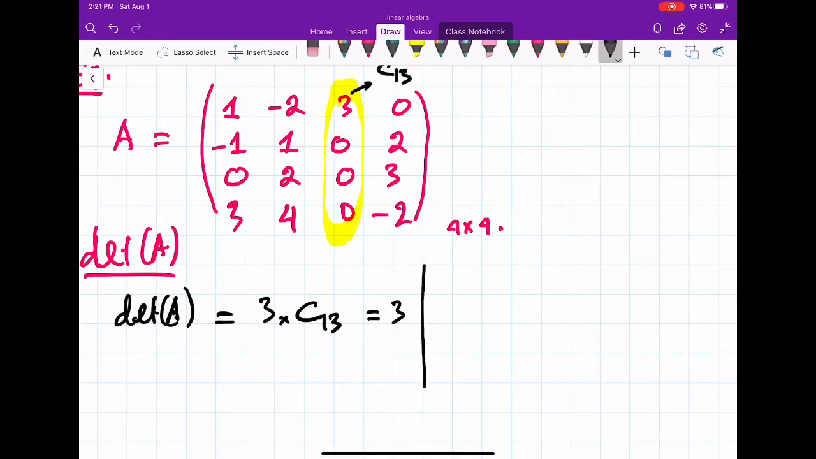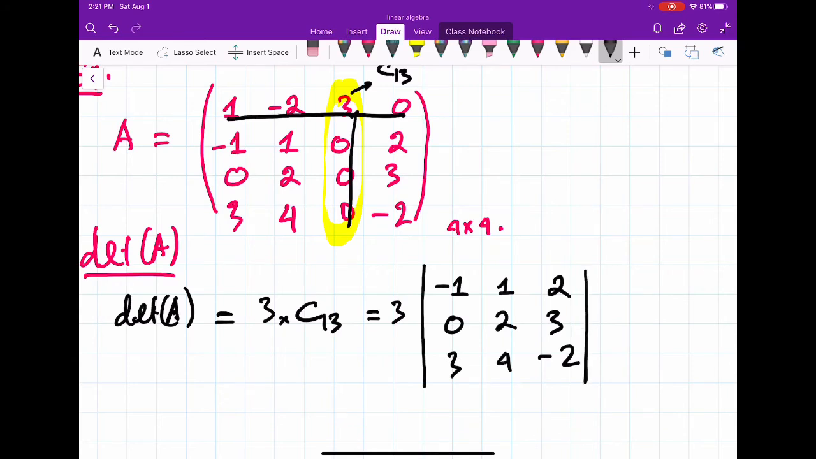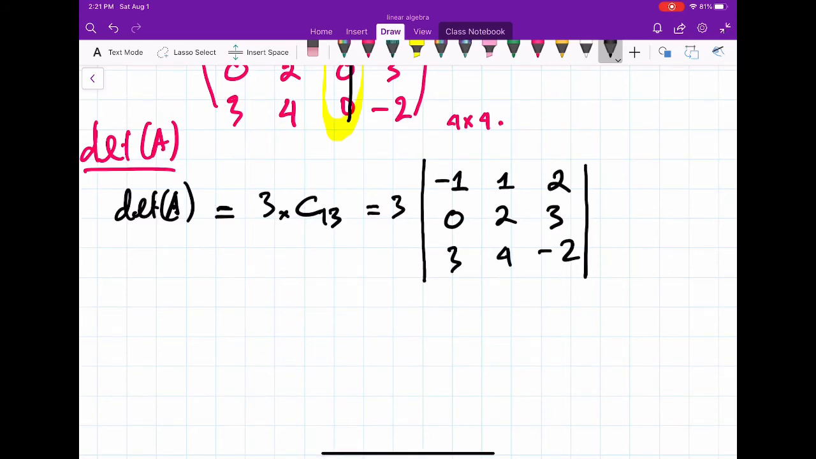In order to find C13, I can write 3 and then the determinant of the matrix obtained by deleting this row and this column. So I have the determinant of 1, 1, 2; 0, 2, 3; 3, 4, negative 2. You see that? So it looks good to me, right? And again, I see I have a 0 in the second row and the first column. You might choose the second row or the first column, whatever you want. But we already picked rows in the previous example. Let's choose the expansion along the first column.